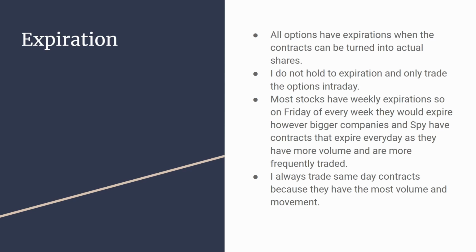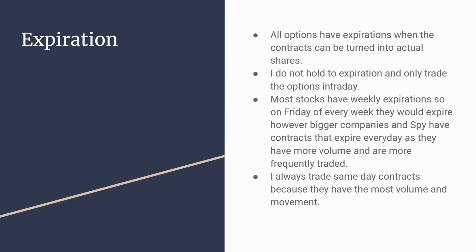Most stocks have weekly expirations, so on Friday of every week, they'd expire at 4 o'clock at the end. But bigger companies and SPY, for example, have contracts that expire every day as they have more volume and are more frequently traded. Since a lot more people are buying and selling, instead of just having expirations once a week, they have expirations every day. So 5 days a week, there's an expiration at the end of the day.